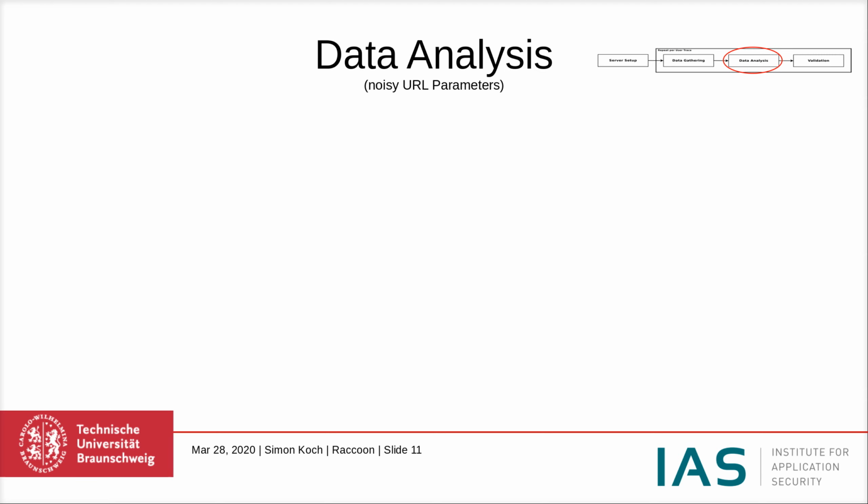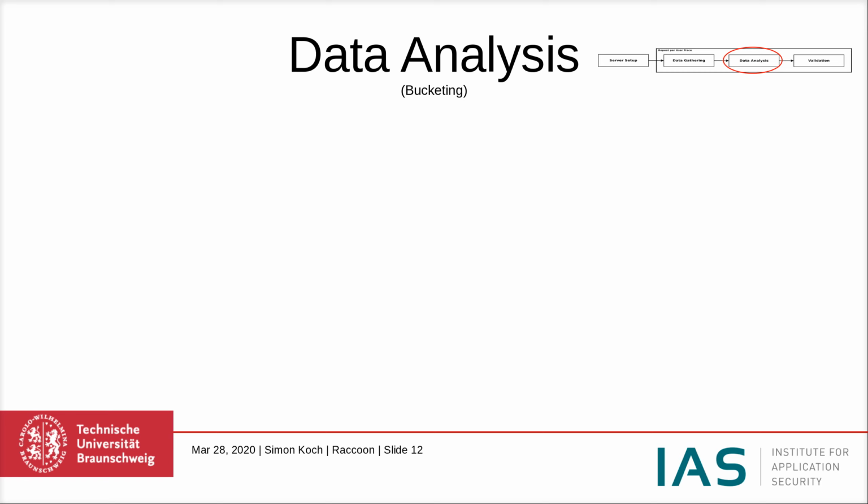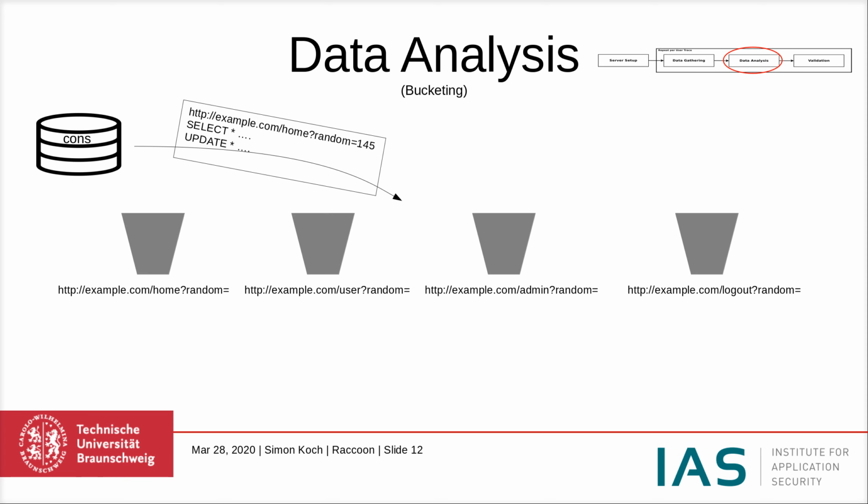We then use the data collected during the repeated execution and compare the URL execution step by execution step to isolate noisy elements of an URL. In this example, the parameter value of random is noisy as it changes between executions of the same step. We use this information then to sort the SQL queries that were collected during the consecutive execution into buckets representing the same request. We can do this now by simply comparing URLs, as we know what elements of a URL are static and which are noisy and thus need to be ignored.